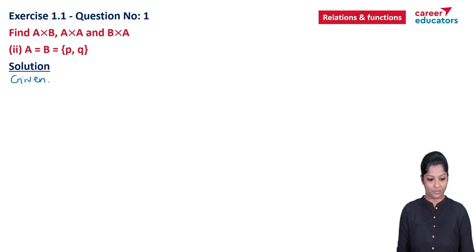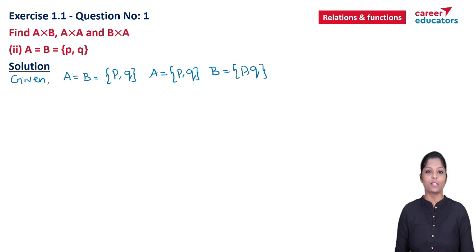Given A equal to B equal to {P, Q}, which means A equal to {P, Q} and also B equal to {P, Q}. In the first step, we are going to find A cross B. To find A cross B, we have to pair each element of A with each element of B. So, A cross B equal to, write all the elements of A, cross, write all the elements of B.